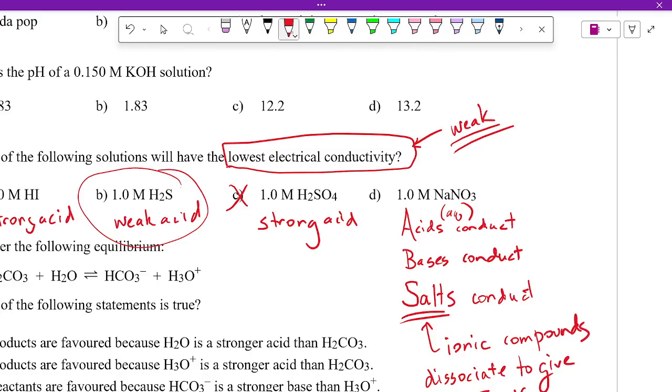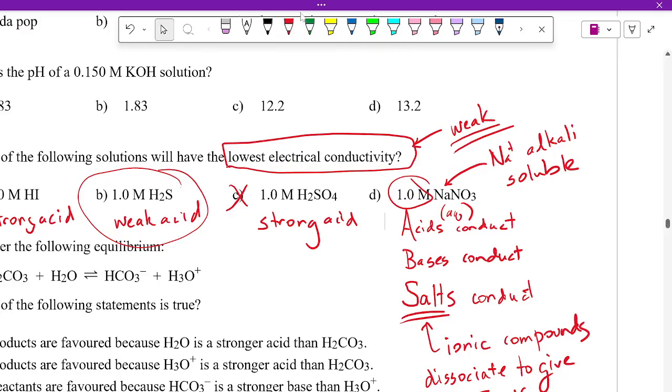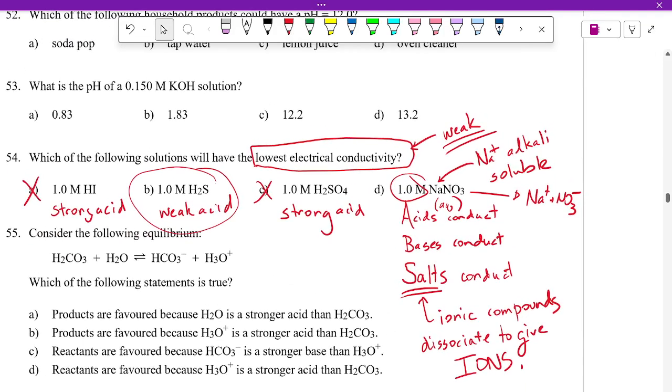And here we have sodium. Na plus is an alkali. What does that tell us about this particular salt? Yeah, it's soluble. We don't even need to look that up because we are told it is 1 molar. So this would dissociate into Na plus and NO3 minus. So lots and lots of ions. So it's going to be H2S that doesn't dissociate very much. That is our lowest.